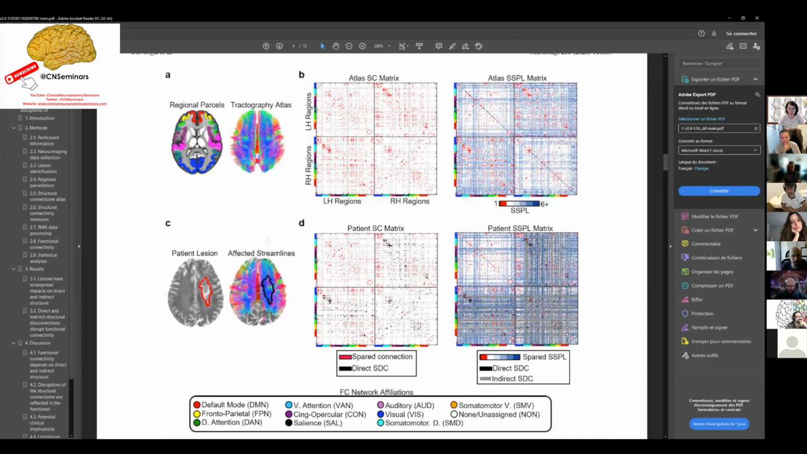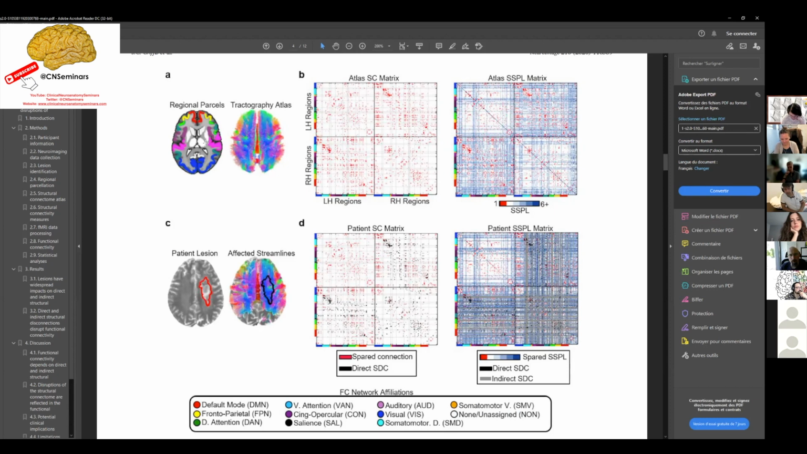I think it's because with the Gordon atlas, they use the whole surface-based functional connectivity method, and I don't think you can do surface-based with subgray matter nuclei. Yes, you can, but maybe not at that time, or not with the Gordon parcellation.